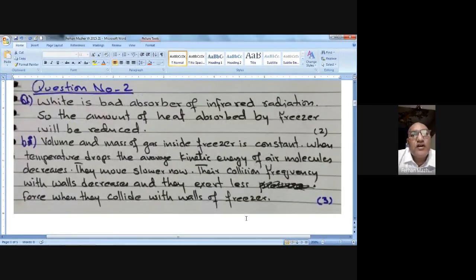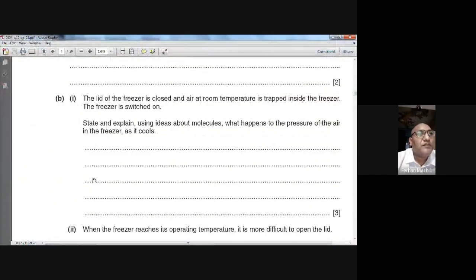White is a bad absorber of infrared radiation, so the amount of heat absorbed by the freezer will be reduced when you color it white. The amount of heat it was supposed to absorb from the surrounding will reduce. It will absorb a very small amount of heat from the surrounding. So that's the benefit. That's why we always paint the outer body of the deep freezer white. Let's see what's the next part of this question number 2, part B.